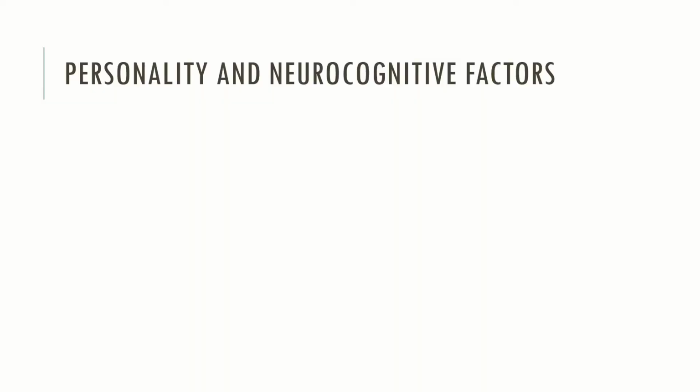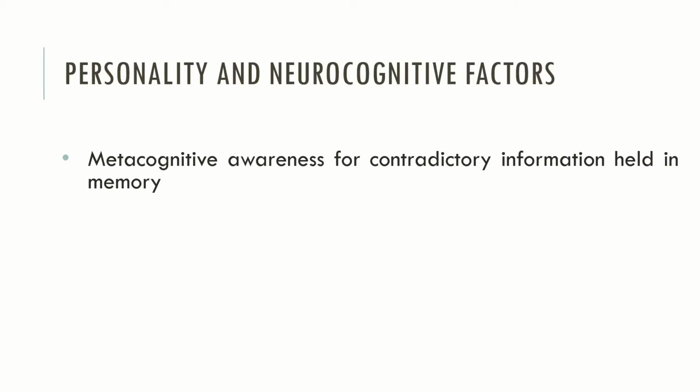Because of this principle, humans tend to reduce the level of discomfort that stems from oppositional views of different points of the self. And now let's see other factors that tend to be associated with cognitive dissonance. Also, we can find some personality and neurocognitive factors that have impacts on cognitive dissonance. Metacognitive awareness for contradictory information held in memory. Focused attention. Individuals may focus attention on these two chunks of information or these two beliefs.